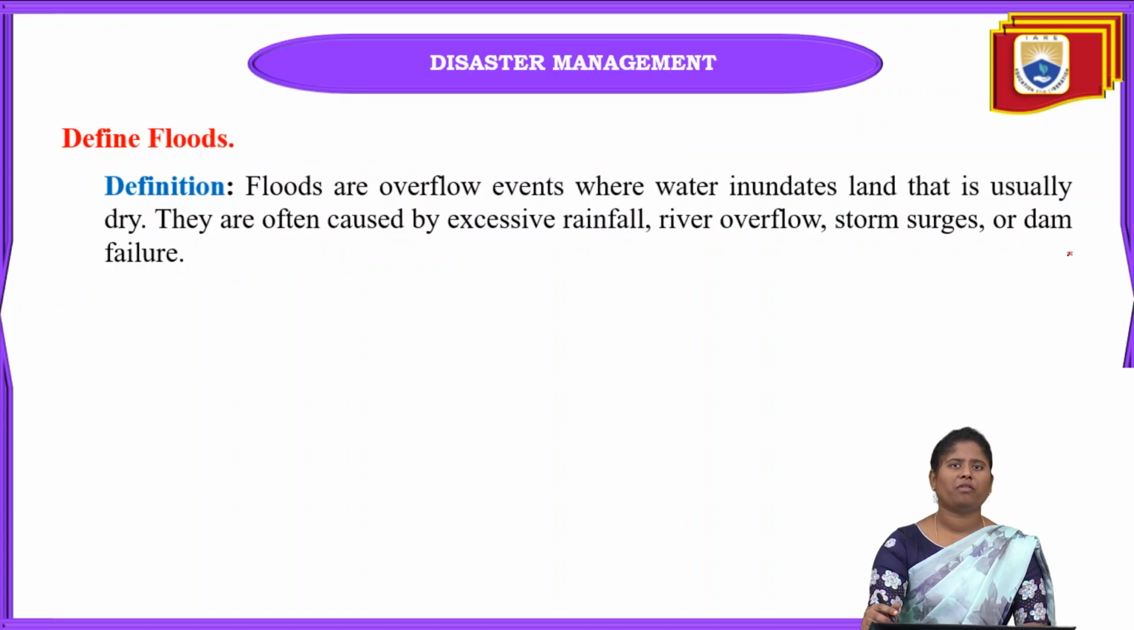Okay, next one is floods. Here floods are nothing but overflow events where water inundates land that is usually dry. When there is heavy rainfall, floods are going to occur automatically, and water will inundate the land surface, and if that surface is dry, the flood water will make that dryness wet.